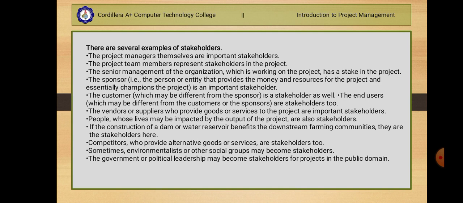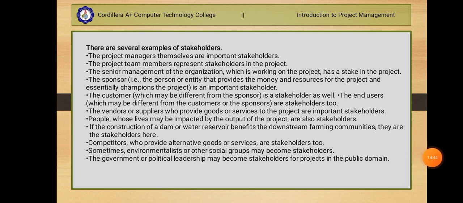So we have the end user, which may be different from the customers or the sponsors. They are stakeholders too. The end users can also be stakeholders. Okay?